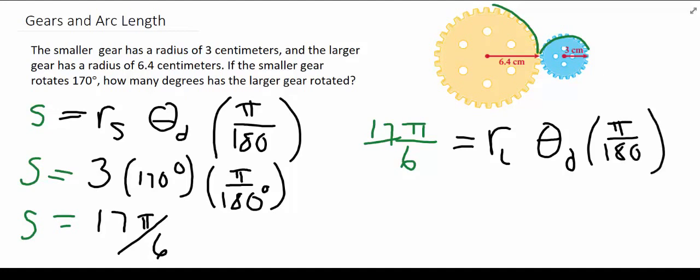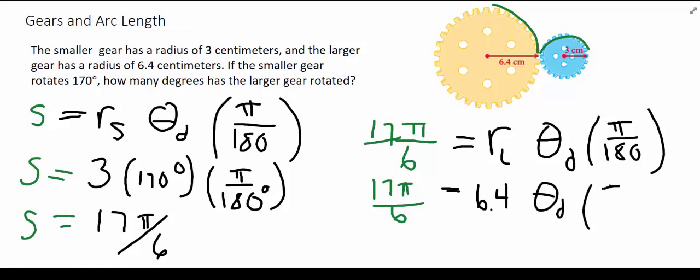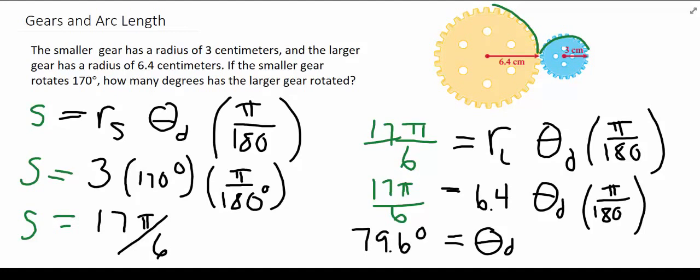So I enter that information: 17 pi over 6, being my arc length, will equal, my radius is 6.4. I'm trying to solve for theta in terms of degrees, and the conversion factor of pi over 180. So now if I solve for theta in terms of degrees and I simplify this out, theta is roughly 79.6 degrees. So that means that the larger gear has rotated 79 degrees.